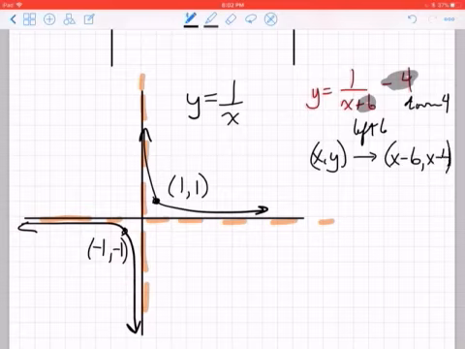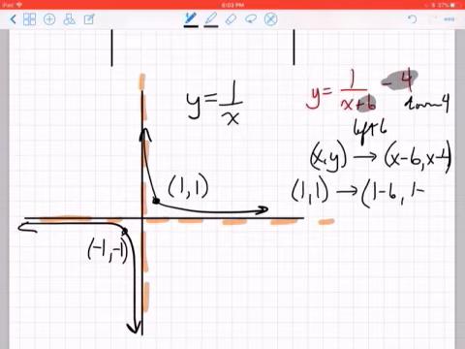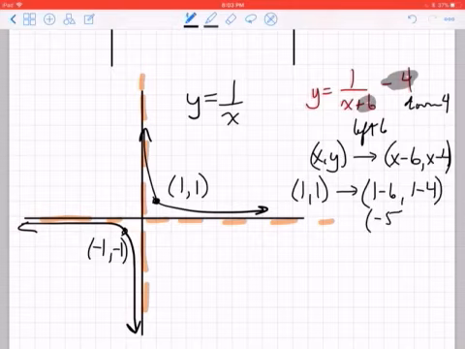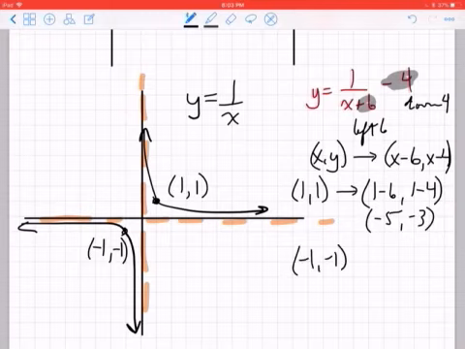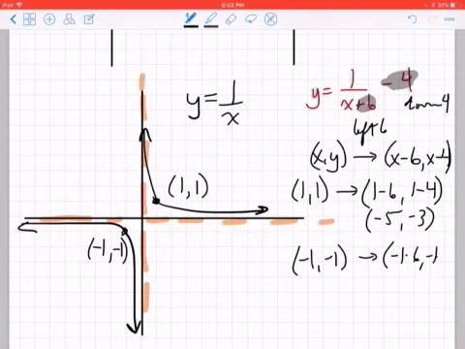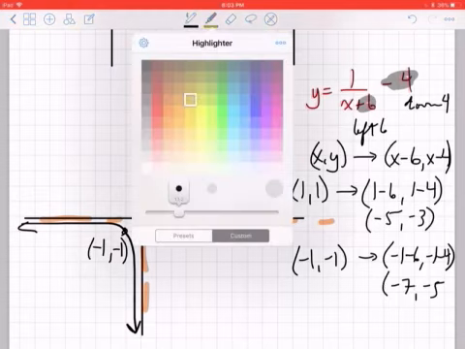Okay, so then we can take our point, say (1, 1), and map that to 1 minus 6, 1 minus 4, which would really be (-5, -3). And we can take our other point, (-1, -1), and map that to -1 minus 6, -1 minus 4, which in turn will end up being (-7, -5).